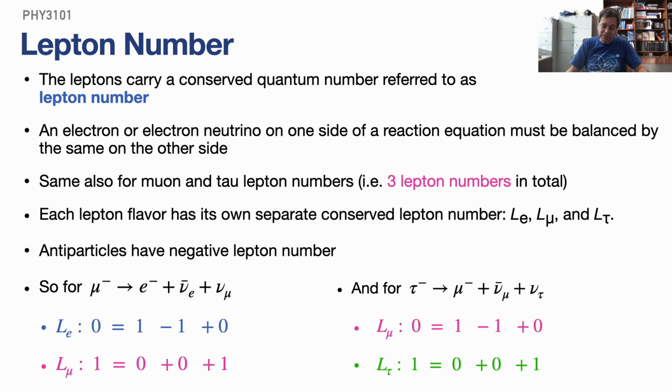What about tau lepton number? The tau lepton, sure enough, has tau lepton number 1, and the muon is not a tau lepton type, so it has tau lepton number 0. The muon antineutrino also has tau lepton number 0, but the tau neutrino type does have tau lepton number 1, and so that works out. Okay, we will continue on with our conservation laws in the next lecture.